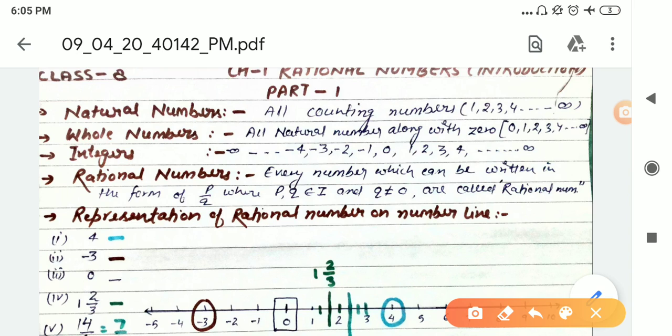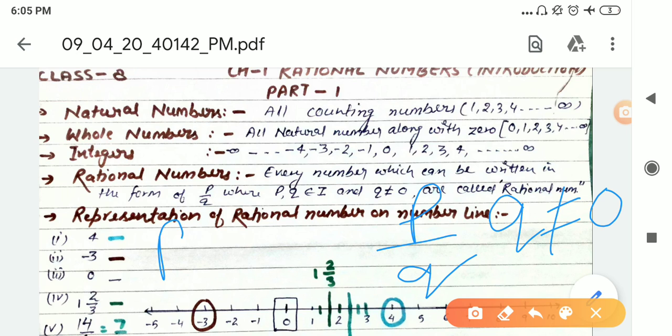Now the next number is rational numbers. What are rational numbers? As you have learned about natural numbers, whole numbers and integers, every number which can be written in the form of p by q, where p and q both are integers and q does not equal 0, is a rational number.